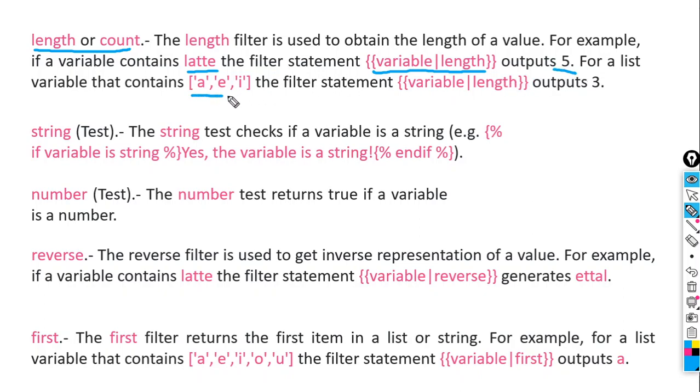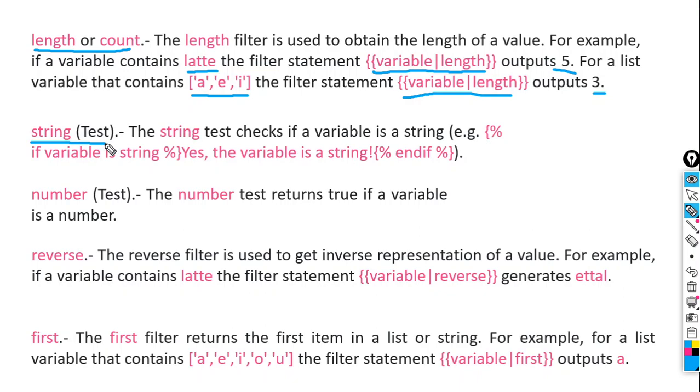Here the input is given as a list, which consists of 3 characters: A, E, and I. When we execute this one, variable pipe sign length, it displays the output 3. Okay, so this is the length filter. Then next one, string test. So with the help of this, again, this is the test filter.